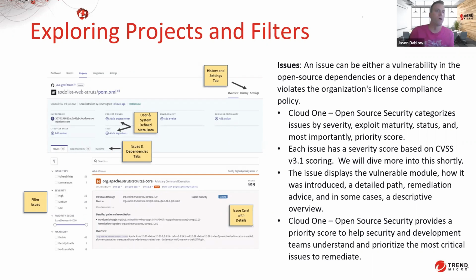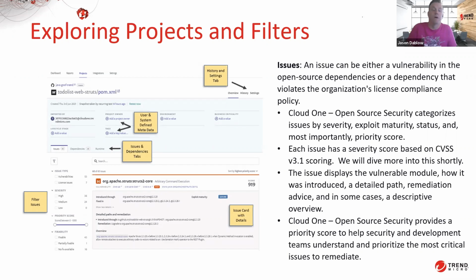So within your own workshop, if you click on the pom.xml, you'll begin seeing different information presented as part of this open source project. We see things like the user and system defined metadata. We have different tabs where we can look specifically at filters and dependencies.